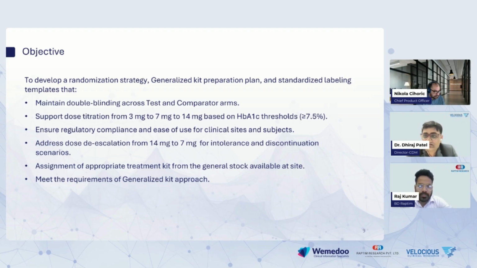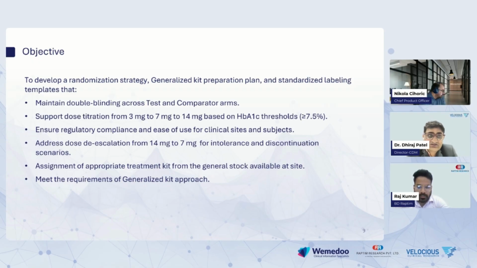So we need to adjust for the HbA1c threshold, as well as check for de-escalation. If the HbA1c is lower than 7.5%, we need to trigger that the patient is eligible to go back to de-escalation, or in case of intolerance, we need to discontinue the patient according to some criteria. So all these factors were set in the objective, and we started working on the development of this new feature.